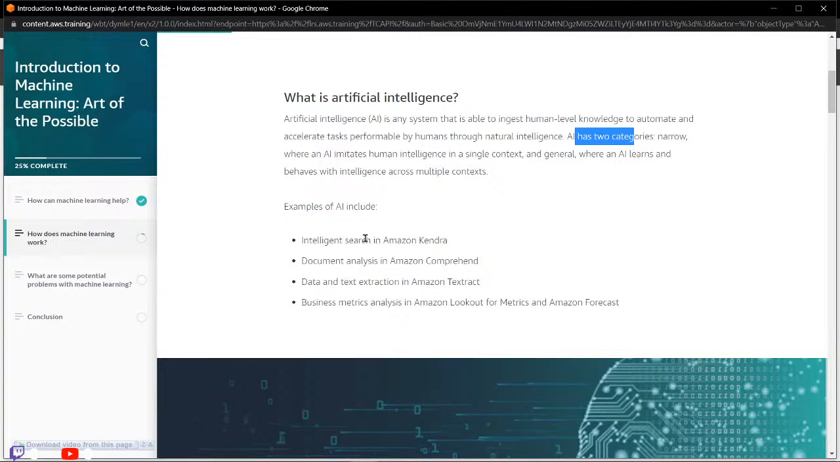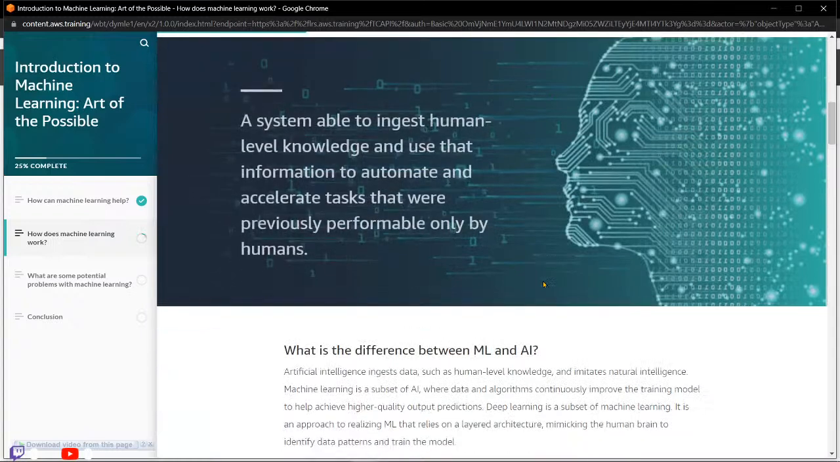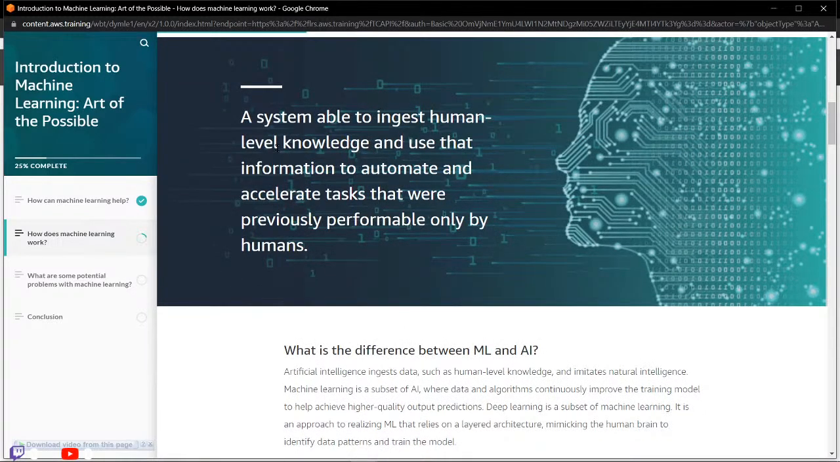So, intelligence sources include Amazon Kendra, Amazon Comprehend, document analysis, data and text extraction in Amazon Textract, and business metrics analyzed in Amazon Lookout for Metrics and Amazon Forecast. A system able to ingest human-level knowledge and use that information to automate and accelerate tasks that were previously performable only by humans is machine learning. So the human-performable tasks are now learned by machines to automate and accelerate efficiency.